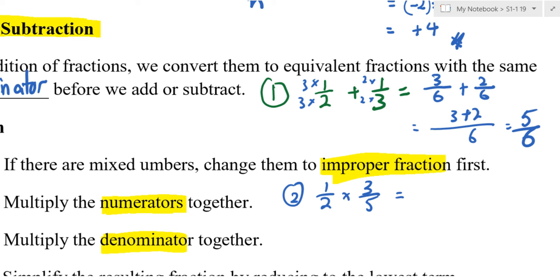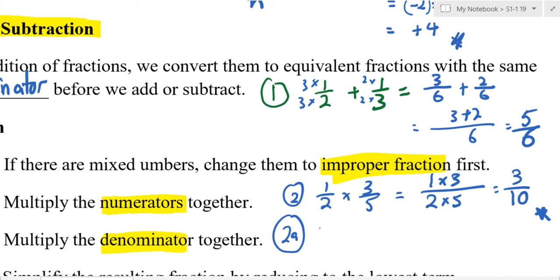So can you write down? 1 times 3. Bottom, 2 times 5. Press your calculator. 3 over 10. Simplify, no need. You can't simplify anyway. 3 over 10.